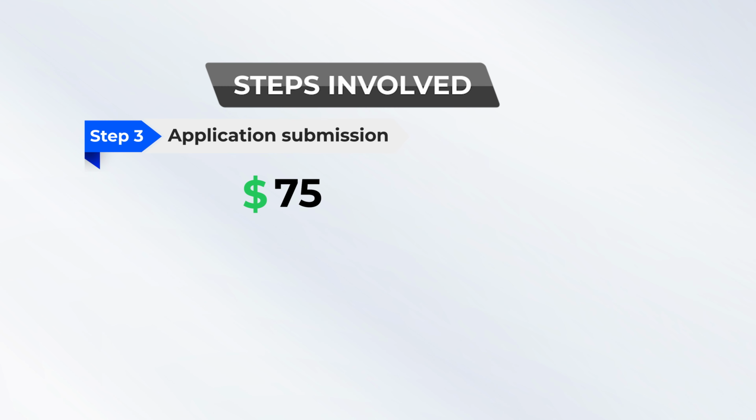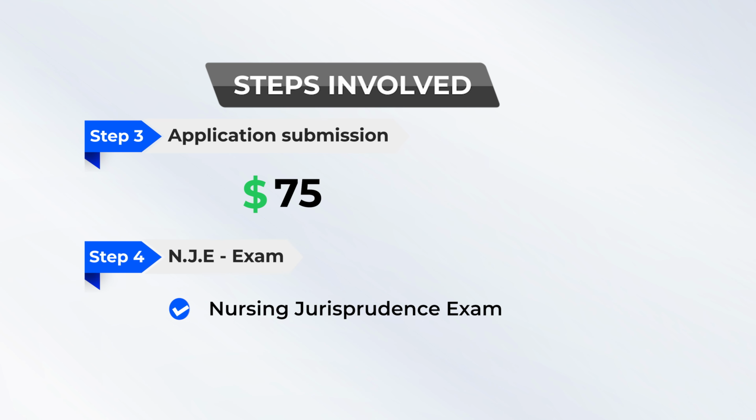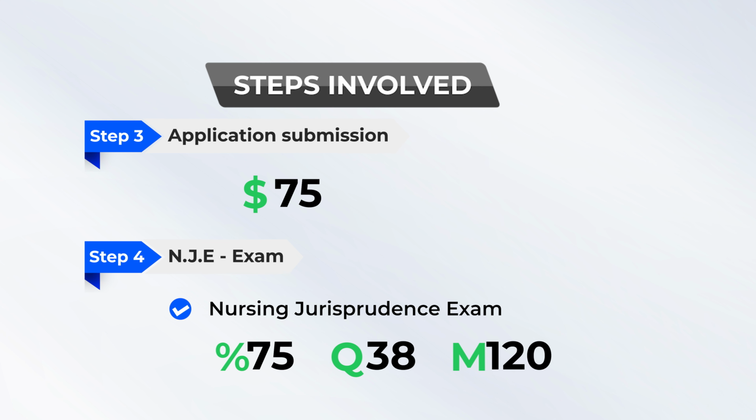Then step 4, NJE exam. That means you have to pass the Nurse Jurisprudence Exam. The passing score is 75%. That means out of 50 questions, you have to answer 38 correctly. Then you will get the pass score. The time limit will be 120 minutes.